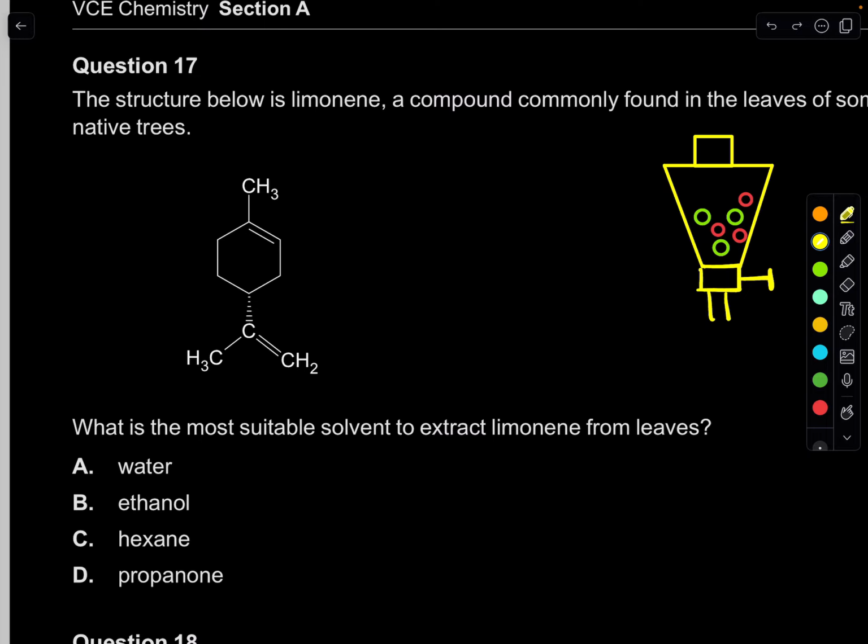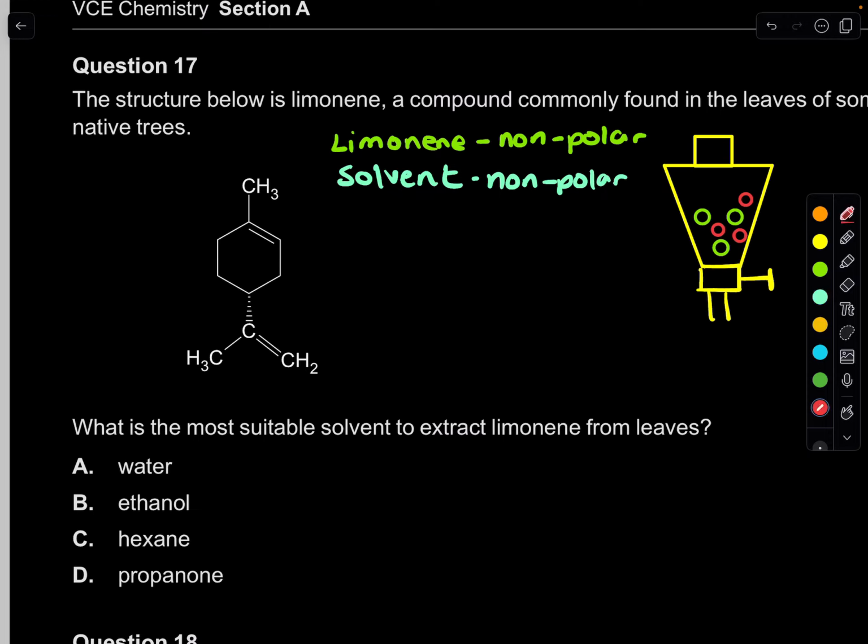So green are basically our lignin. Let me write that. Lignin are basically those green circles that we see right over here. And we know lignin is very non-polar. So basically how solvent extraction works is if you want to extract lignin, which is non-polar, you want to use a solvent that is also non-polar. So I'm going to call this a solvent that is also non-polar.